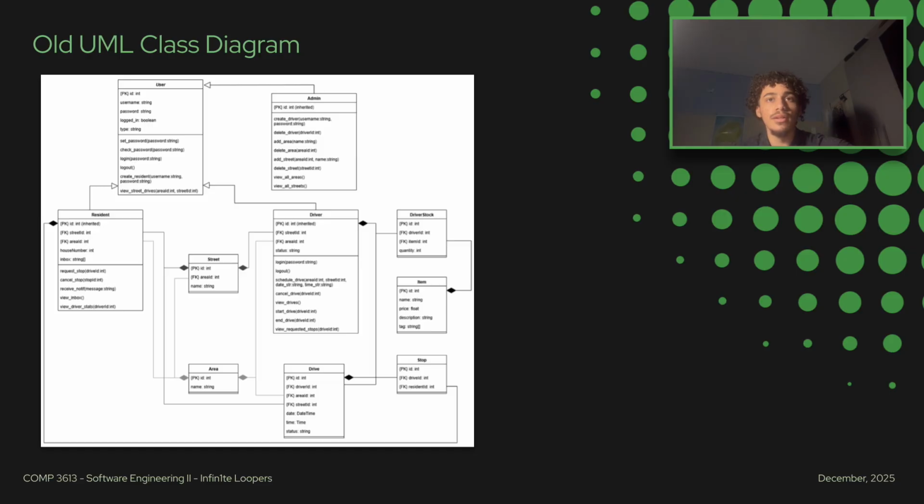Next, I'll be showing off the old UML class diagram. As you can see, we did not use the driver stock model. We added some new models, such as, as I mentioned, the notification model, the street subscription model, and also menu, bread item, and the bridge table between those.